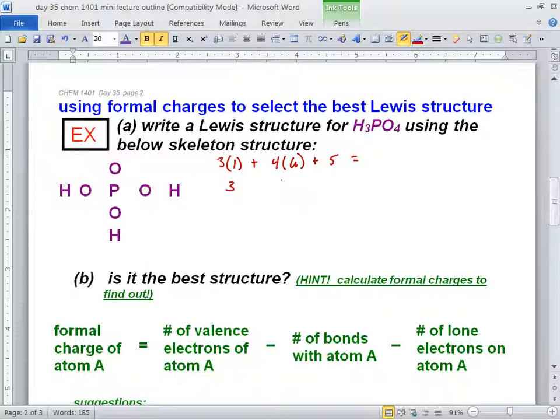4 times 6 is 24. I was adding it up with an odd number, right? Because that's going to be 27, 32. My head kept saying 33. All right? Okay, 32. Thank you. So connect everything, make octets on everything surrounding. See if there's anything left over, put it on the phosphorus.